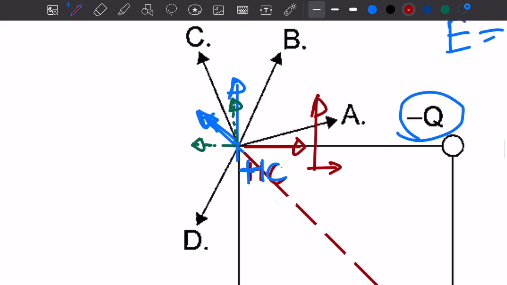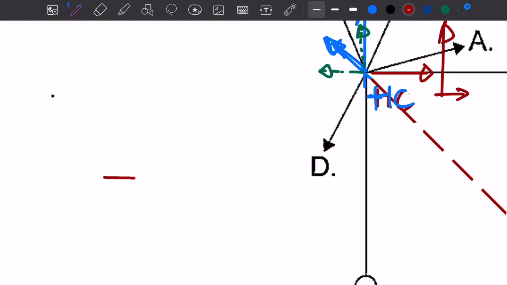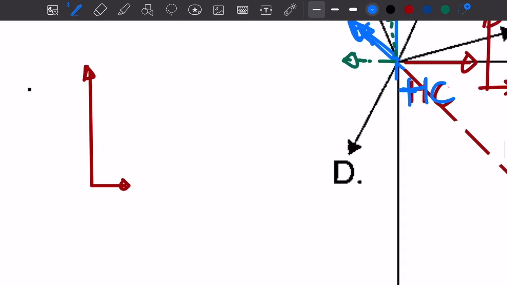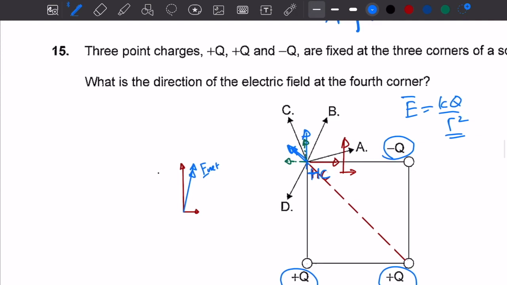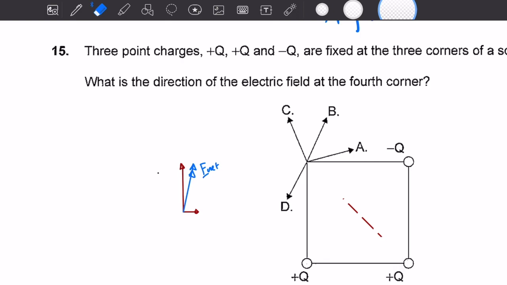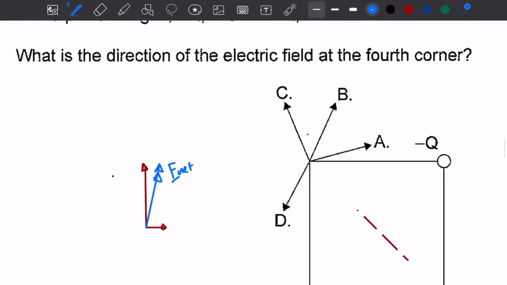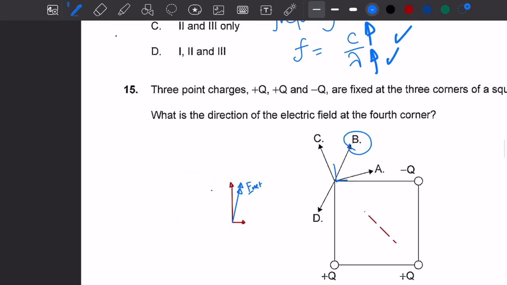So the resultant force I can draw here. The resultant force could look like this, these are the two components, vertical and horizontal. The resultant force will bend more towards the vertical component. So this is F net force. Now if I erase everything I can check what is the more reasonable answer. So here, yes, answer is B.